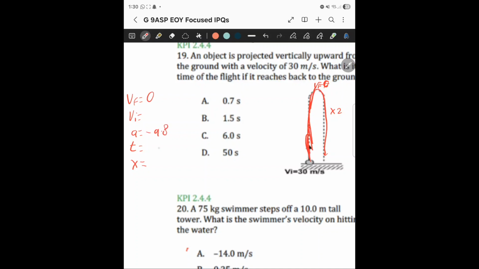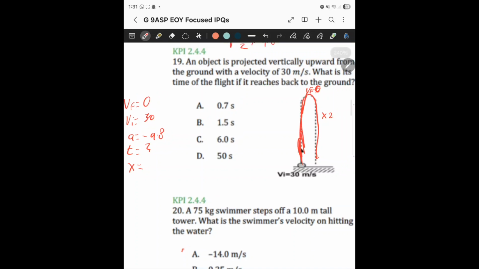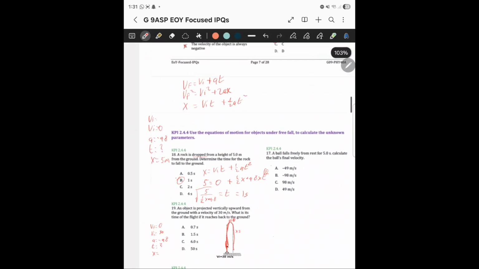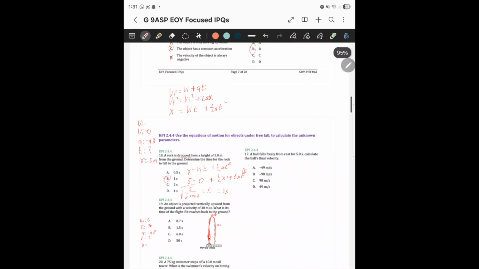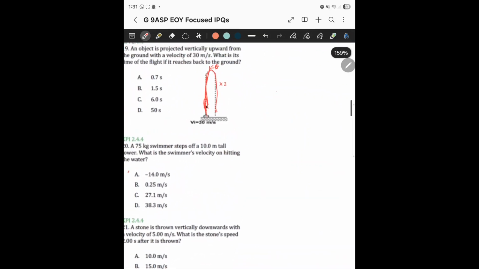Acceleration is minus 9.8. I don't even need to look at the question to get the numbers. Velocity, the starting speed was 30. I am asked to find the time it takes to reach back, so I'm looking for time. Vf, Vi, A, and t, that's the first equation that we're going to use, the top one. So let's go ahead and do that.